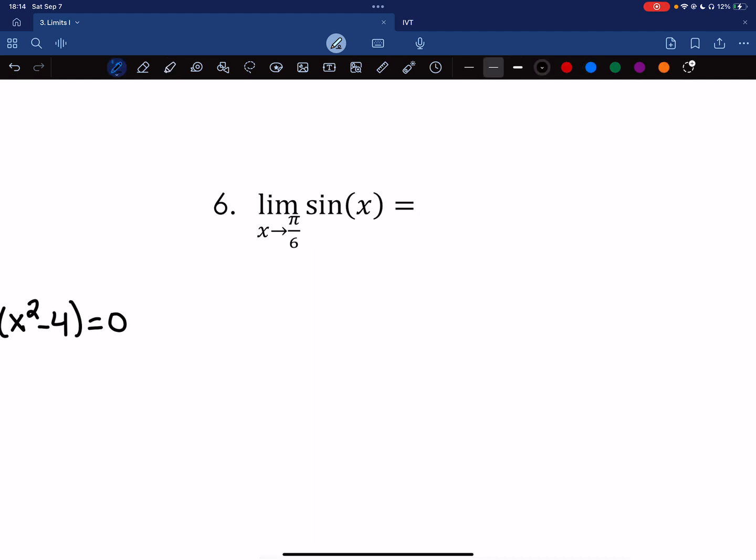Next one, direct substitution tells me that I'm going to do sine of pi over 6. So we did sine or cosine of pi over 6 earlier. Sine of pi over 6 is 1/2.